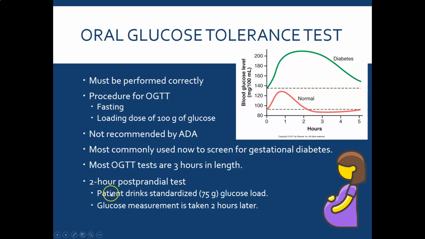And then for that 2-hour postprandial, you don't do the fasting, but basically you load them up in that 2-hour window. If they're above 200, then they would be considered diabetic.